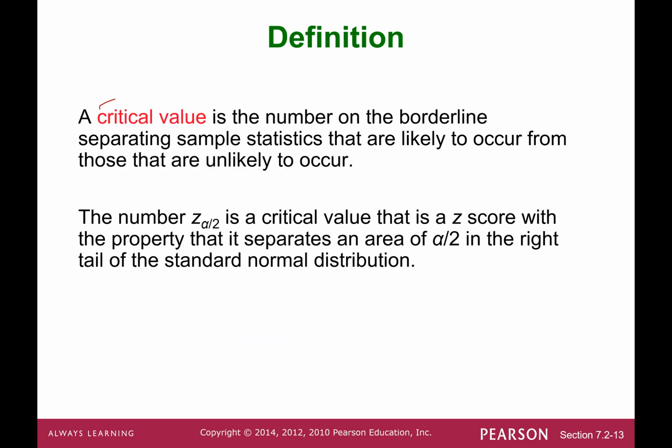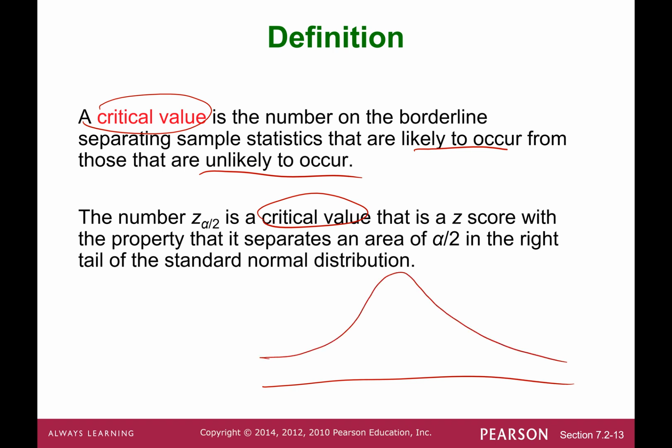A critical value is a single number on the borderline separating sample statistics likely to occur from those that are unlikely to occur. The number z alpha over 2 is a critical value with the property that it separates an area of alpha over 2 in the right tail of the standard normal distribution. Again, one more time, if you draw this, 1 minus alpha is in the middle, alpha over 2 on the right tail, and alpha over 2 on the left tail. The critical z-score located on the right tail is z alpha over 2.